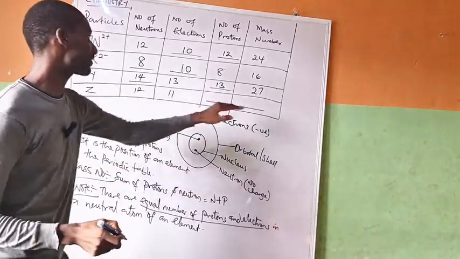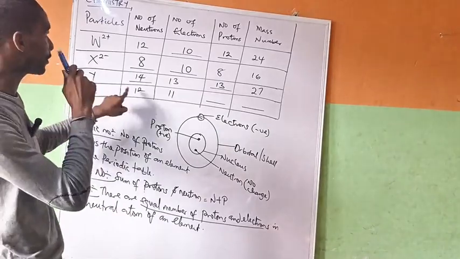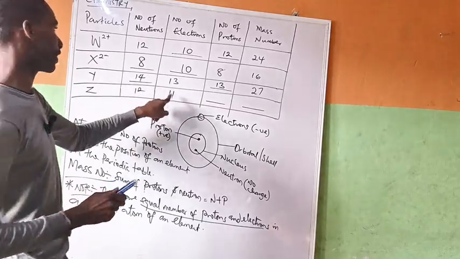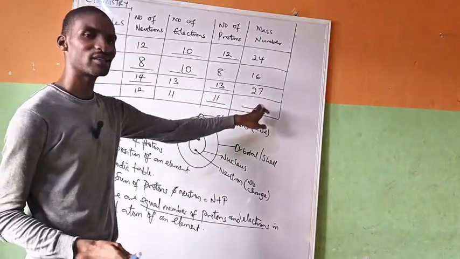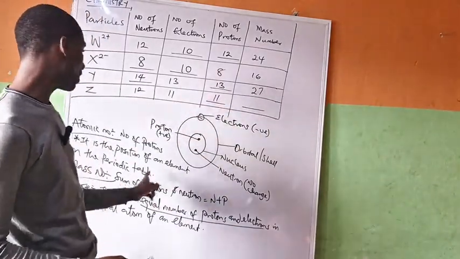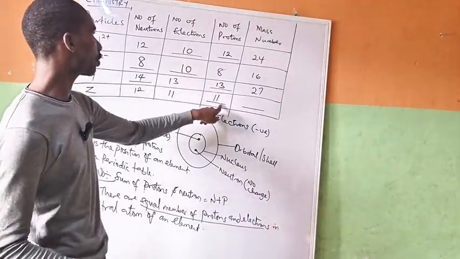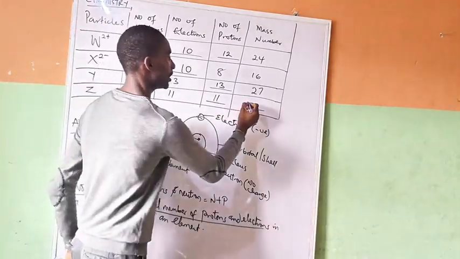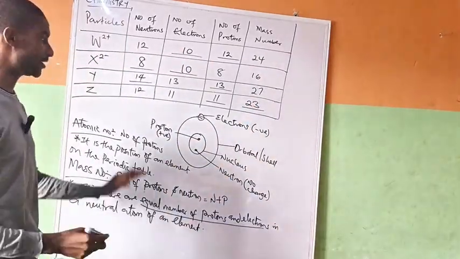And then for the last answers to the question, this is still a neutral atom. There will be equal numbers of electrons and protons. So here, if there are 11 electrons, there are also 11 protons. And of course, the mass number is the sum of protons and neutrons. So if I add these protons and neutrons together, 12 plus 11, that's 23. So here is 23. And with that, we've been able to answer this question.